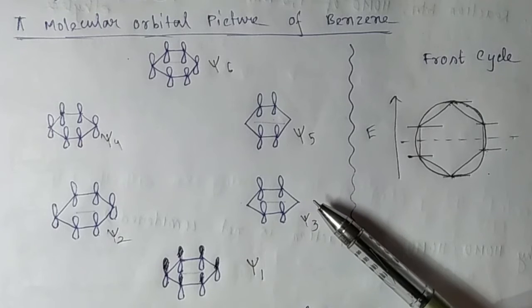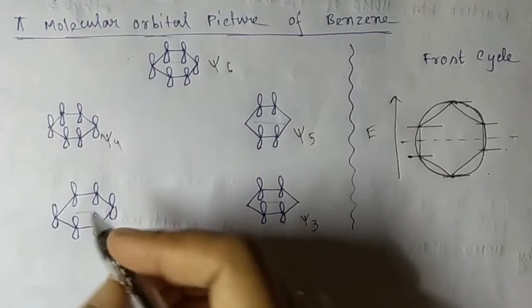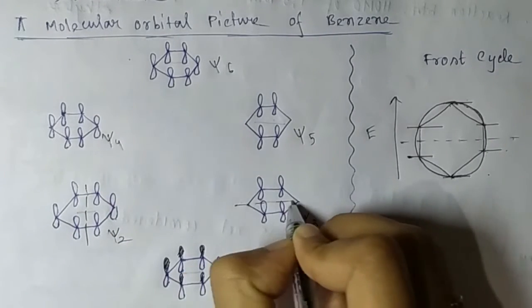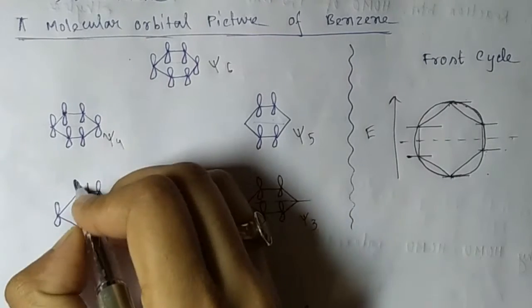For the second level, where psi 2 and psi 3 are present, actually there will be only one node, but it is impossible to draw a node for a cyclic system. That is why we draw a nodal plane instead of a node. So we can draw a node in psi 2 and psi 3 along this line. Now the pi orbitals will be in this way.